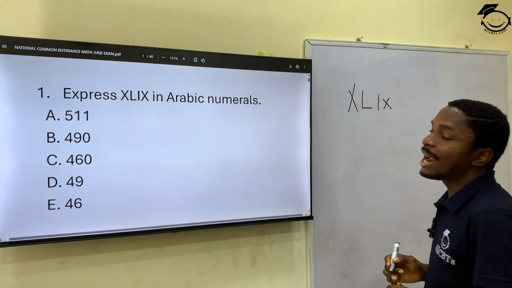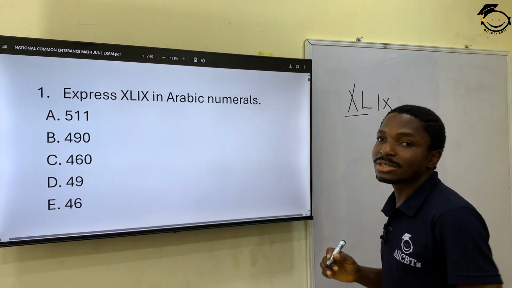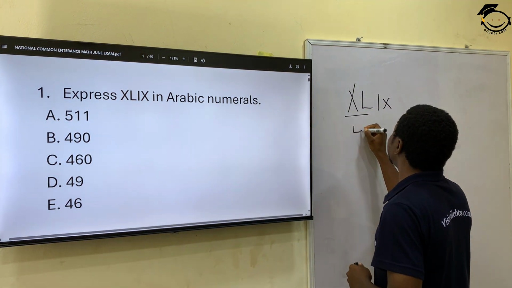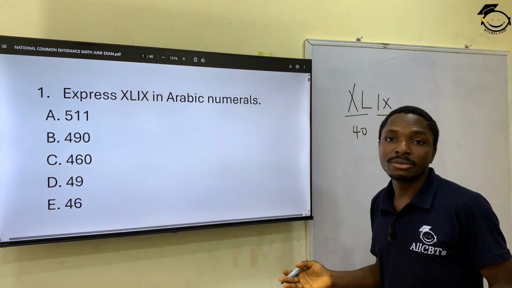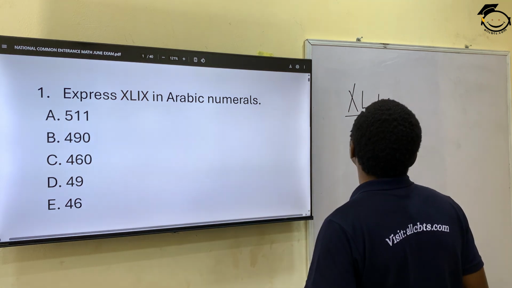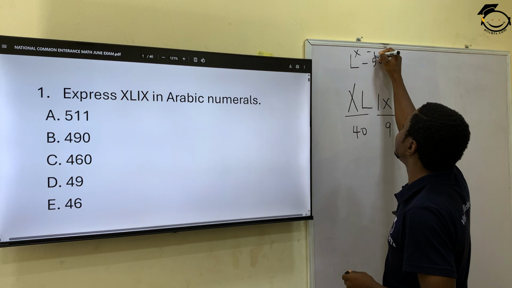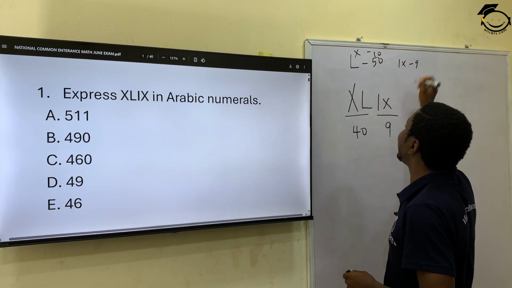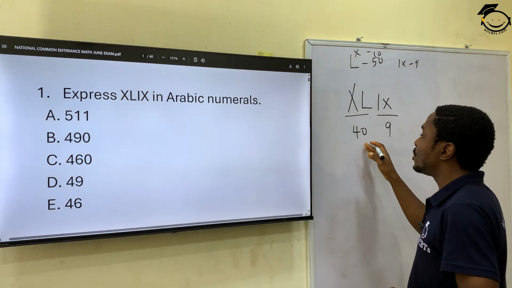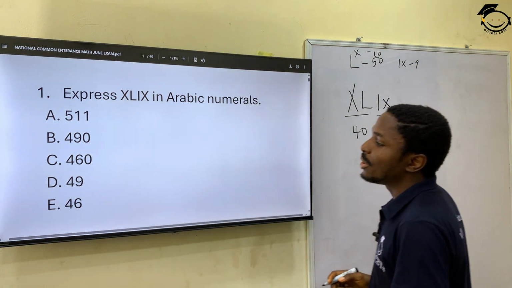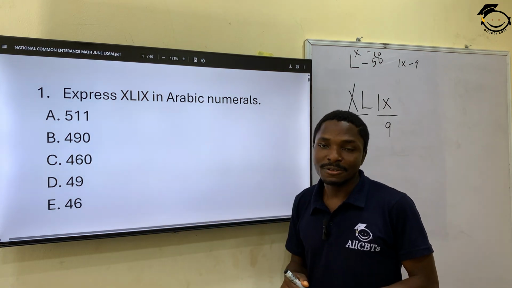Express XLIX in Arabic numerals. Now, XL is what? 40, right? And IX is what? 9 in Roman numerals. L is 50, X is 10, IX is 9. So XL is 40, IX is 9. When you put 40 and 9 together, you have 49. So the correct option is D, 49.